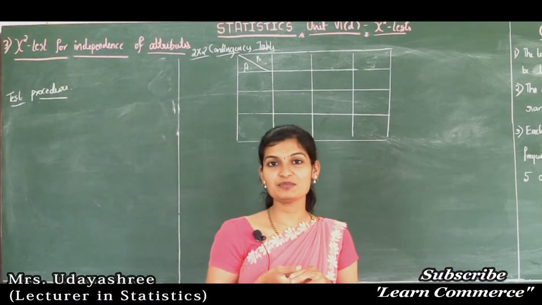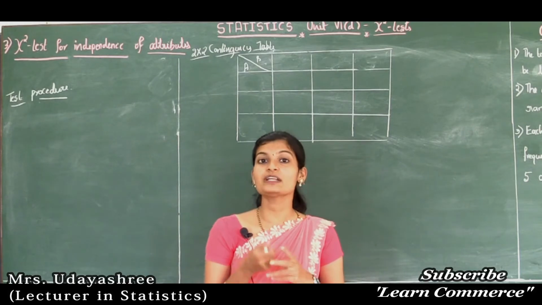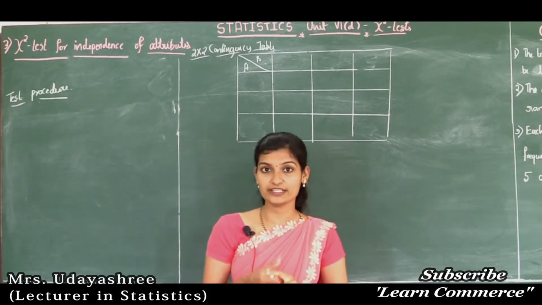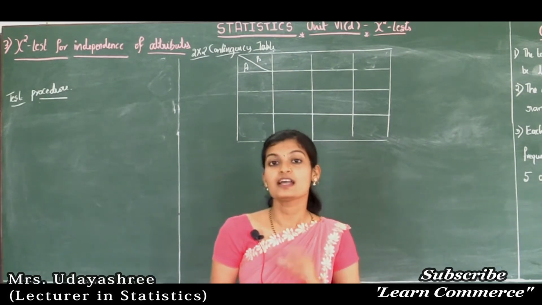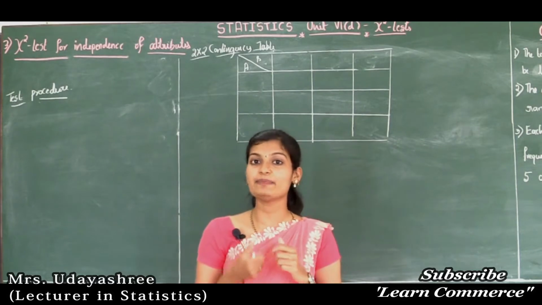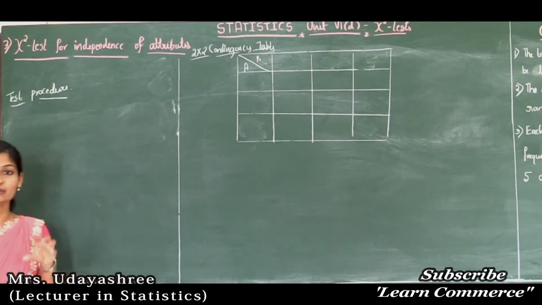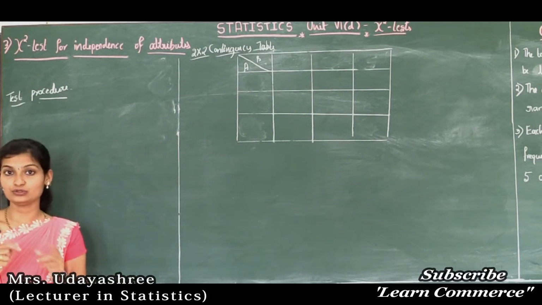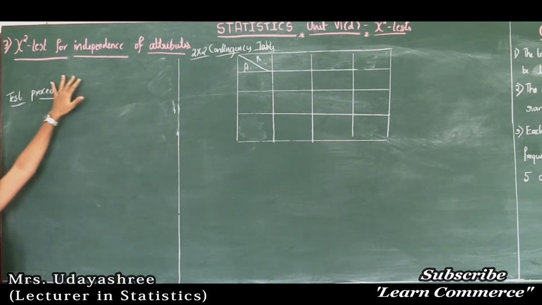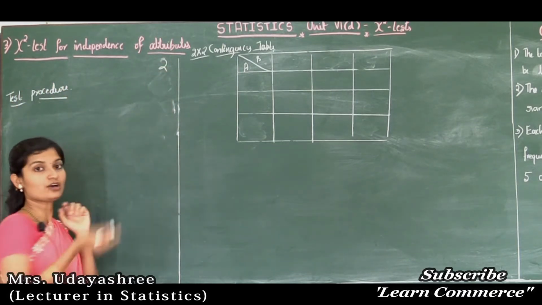Hello everyone, welcome to second PUC Statistics online classes. In the previous class we had discussed the chi-square test for goodness of fit, that is the second application of the chi-square test. In this class we are going to discuss the third application of the chi-square test, that is the chi-square test for independence of attributes. Here, what are attributes? Attributes are qualitative characteristics which vary from unit to unit, and by using the chi-square test we can find whether two attributes are independent or not.